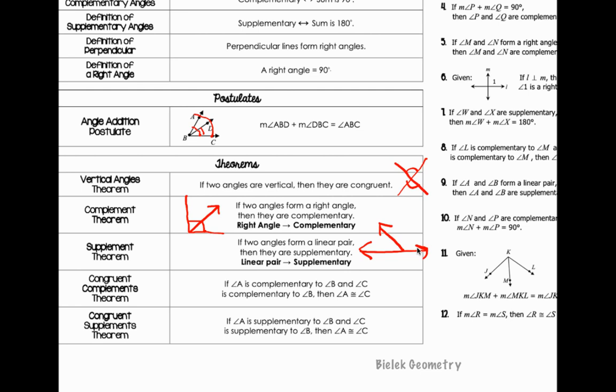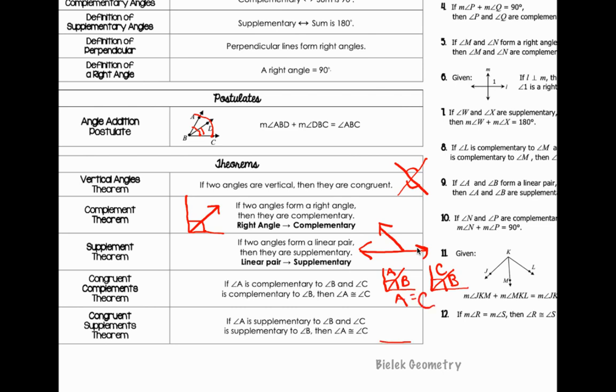Congruent complements theorem. If A is complementary to B and C is complementary to B, then A is congruent to C. So to draw you a little picture, say that's A and B, and then B and C. So in that case, because they're both complementary to the same angle, they have to be equal. So A has to equal C.